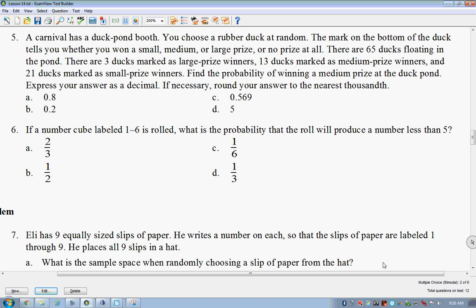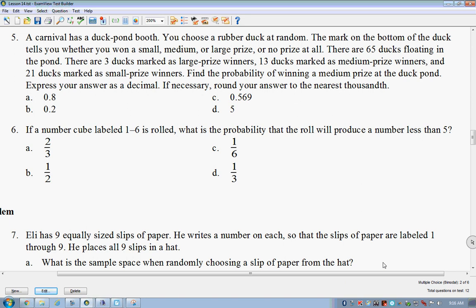All right. Number 5, a carnival has a duck pond booth. You guys ever see these duck pond things where they drop all the little yellow ducks? You choose a rubber duck at random, and the mark on the bottom of the duck tells you whether you won a small, medium, or large prize, or no prize at all. There's 65 ducks floating in the pond. There's 3 ducks marked as large prize winners, 13 ducks marked as medium prize winners, 21 ducks marked as small prize winners. Find the probability of winning a medium prize at the duck pond.